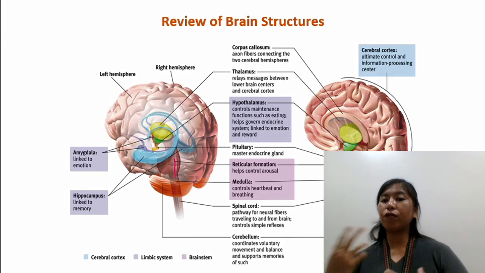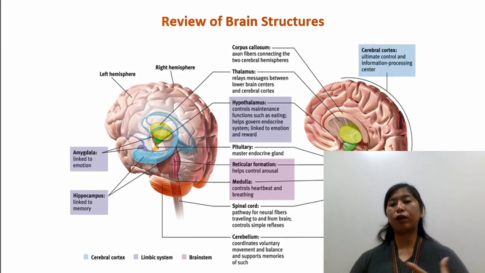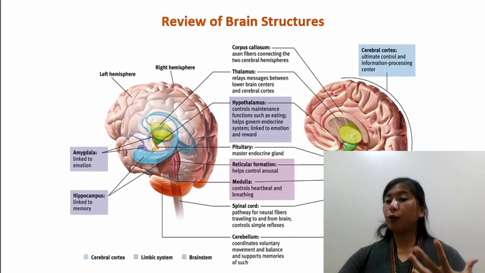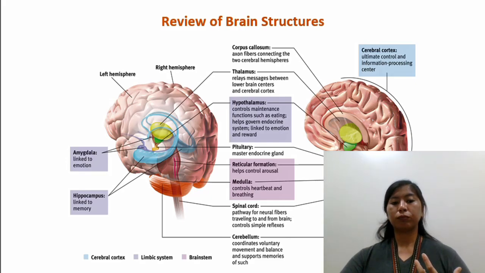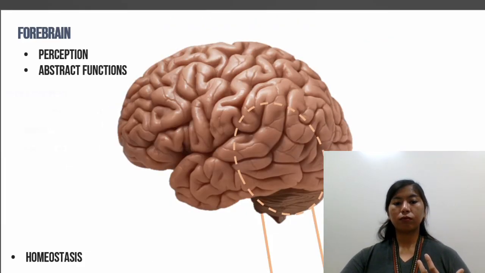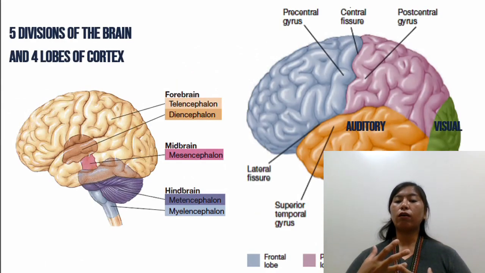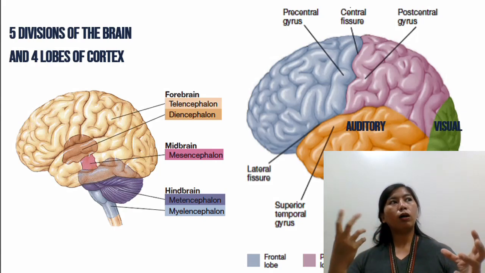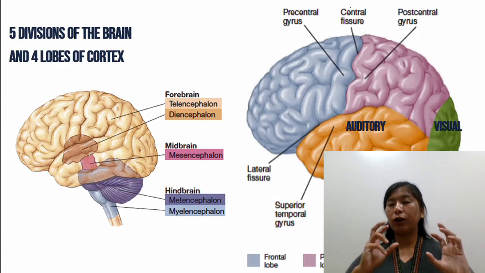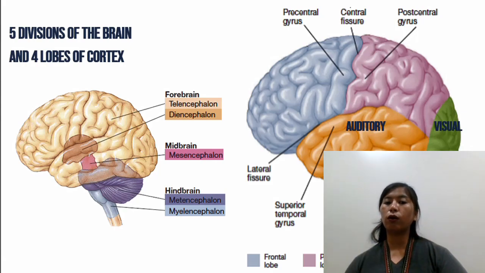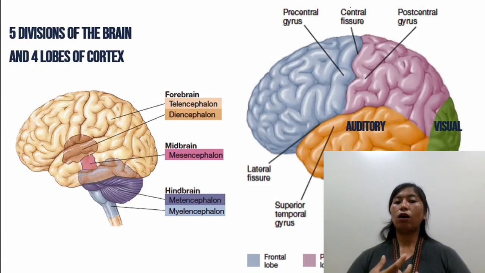Here is a brief review of the brain structure. You can refer back to it as we go along in our discussion. I'm going to talk about the four lobes of the cortex. The divisions of the brain right here are oriented because of how the brain developed, but I'd like to focus on the lobes of the cortex.